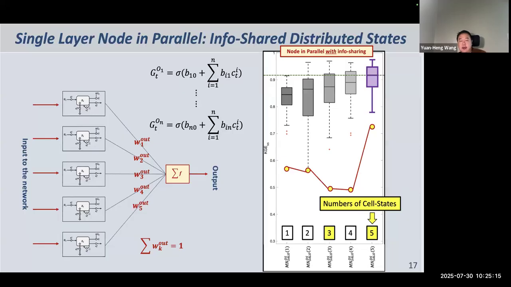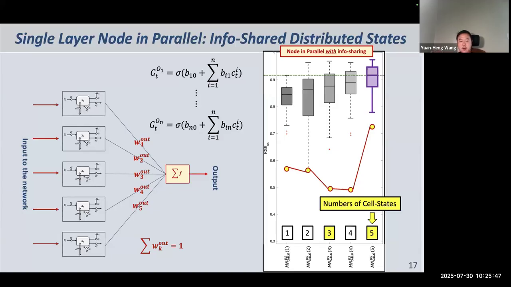Another very important case for the single layer is where we allow cell state information sharing among different nodes. When I say information sharing, I mean the gates of a specific node can learn from the cell state information from other nodes. For example, the output gate in the previous case is learned from its own cell state. But here the output gate can learn not only from its own cell state, but from all cell states in the same layer from other nodes.